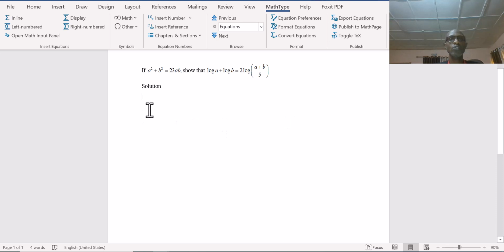This question says if a squared plus b squared is equal to 23ab, show that log a plus log b is equal to 2 log of (a plus b) over 5. It's quite a very simple question. See as we go through it and solve it. Now let's start.